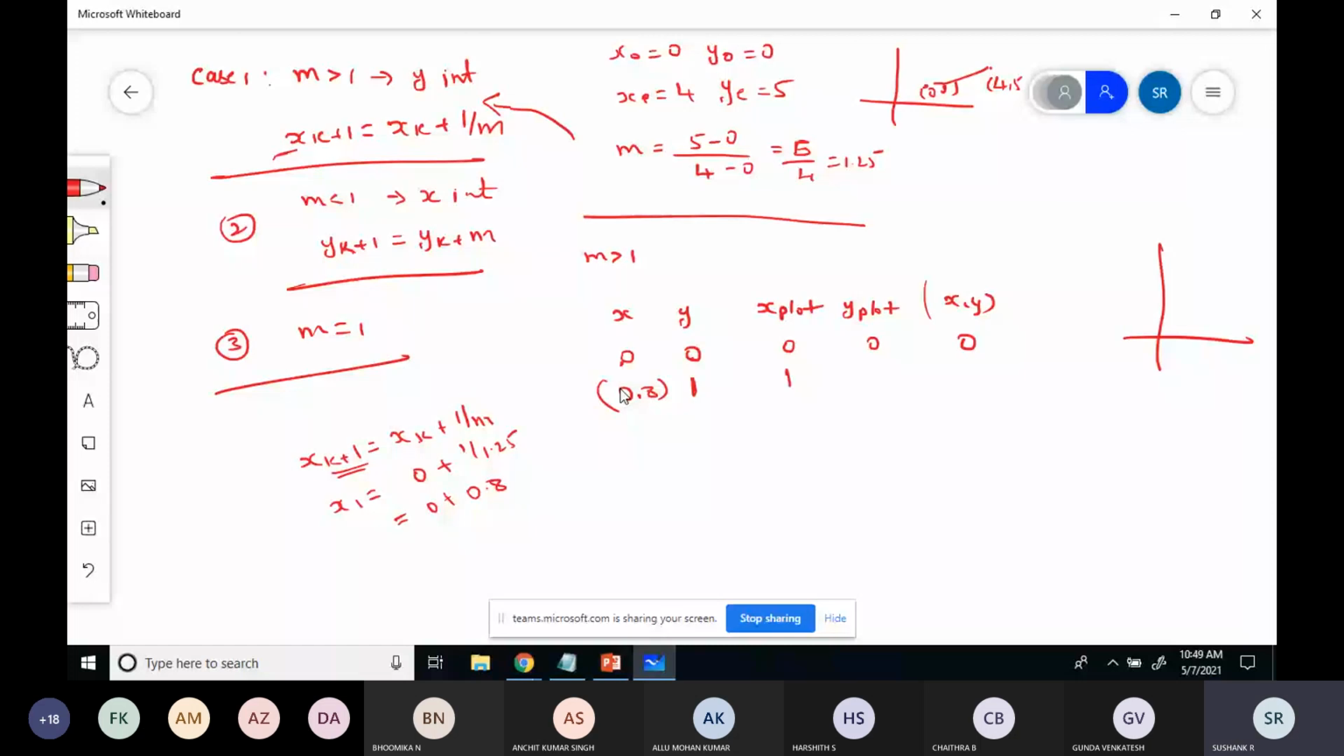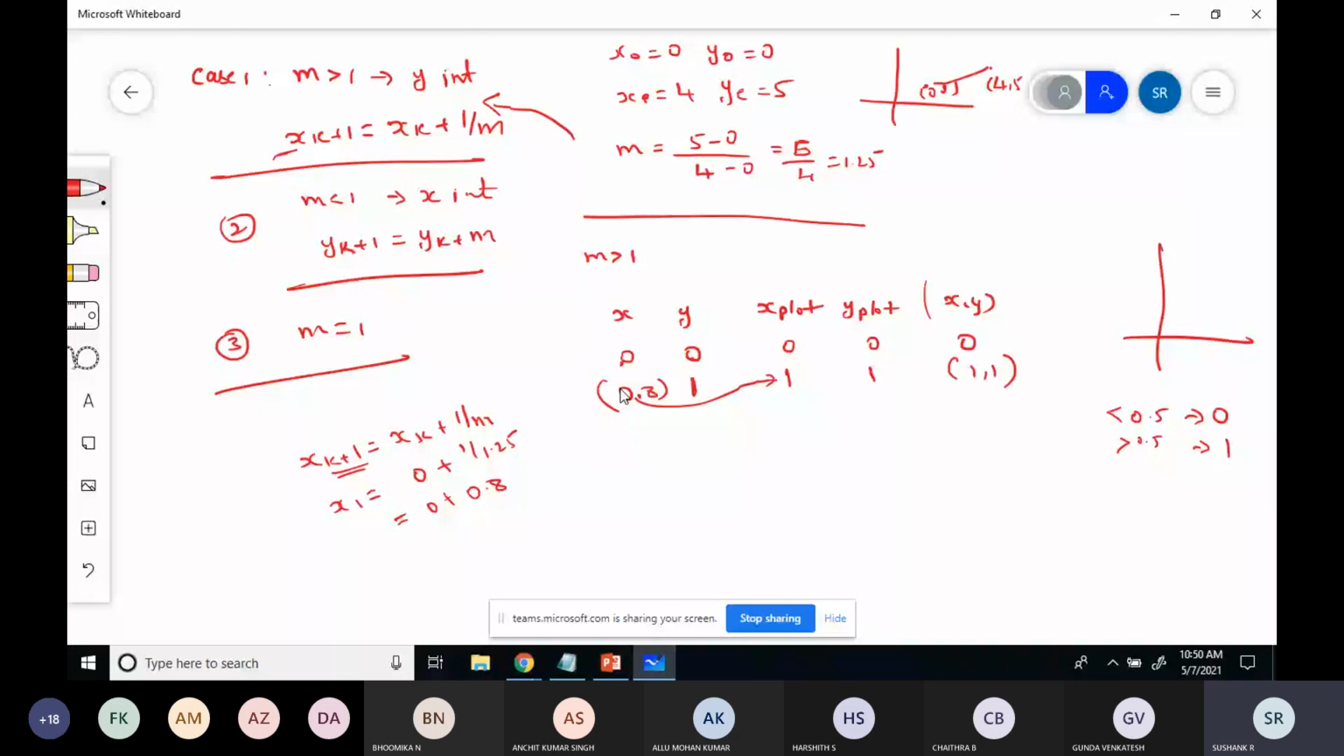0.8 will be rounded off to 1, and the value of y was 1 only. So 1 comma 1. If the value is less than 0.5, it will be rounded to 0, and if it is greater than 0.5, it will be 1. So now you calculated x1, y1. After that, the value of y will become 2.